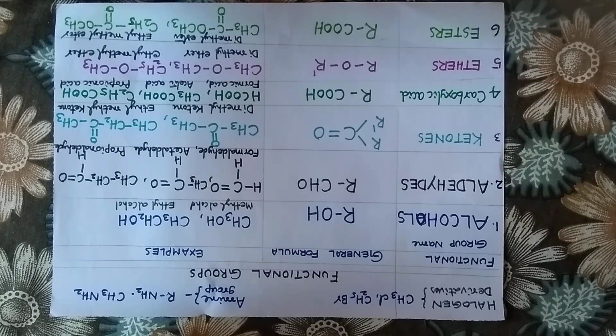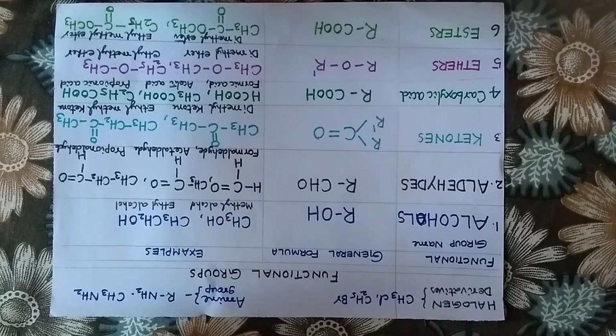What are they? Alcohols. What is the general form of alcohol? ROH. What are the examples? CH3OH, CH3CH2OH. What is the name? CH3OH is methyl alcohol, and the other one is ethyl alcohol. Remember these two as examples for alcohol. Next is aldehyde. What is the general form? RCHO.